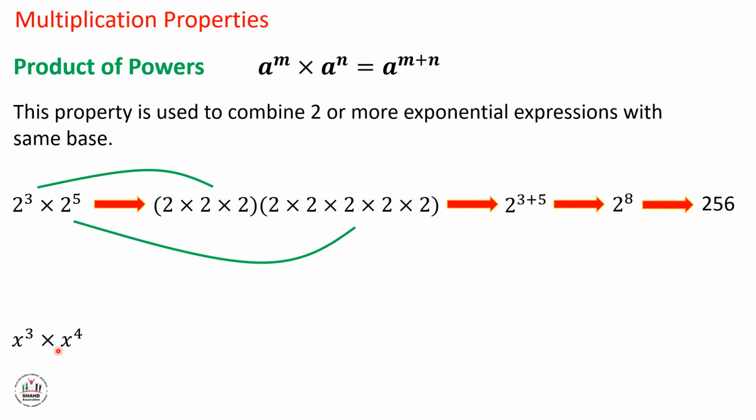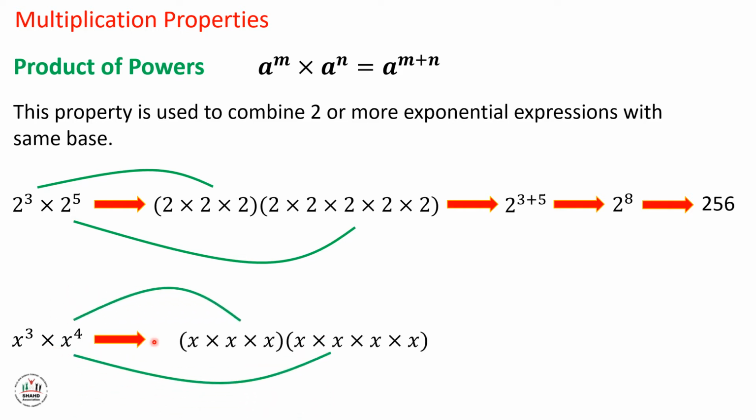Here we have a literal example, x power 3 times x power 4. Again, x power 3 equals x times x times x, and x power 4 equals x times x times x times x. It means that x is multiplied by itself 4 times. And the result will be equal to x power 3 plus 4, which is equal to x power 7.